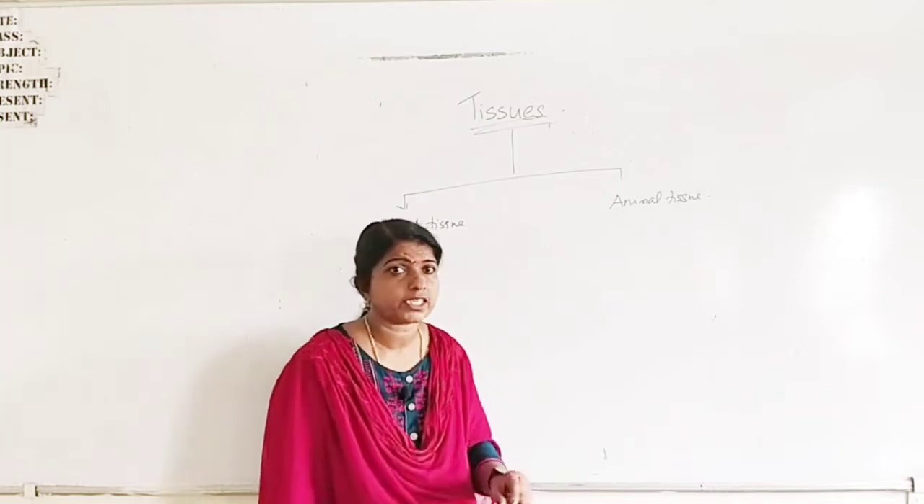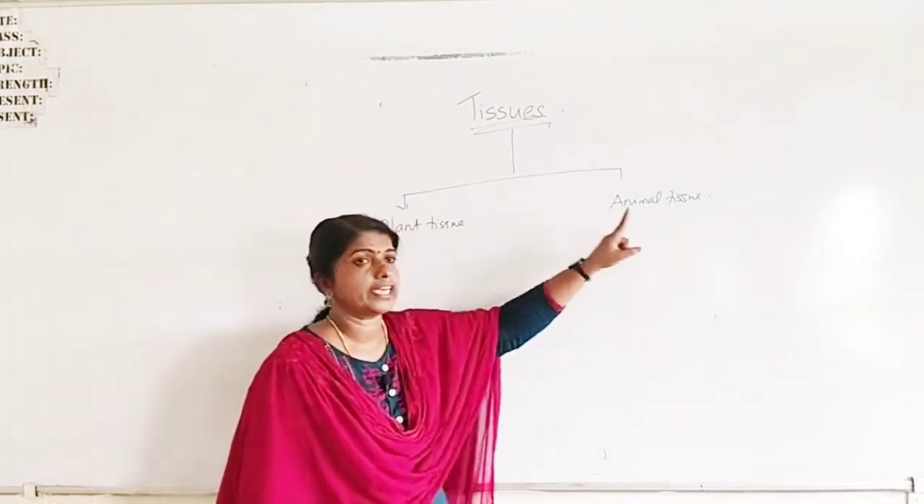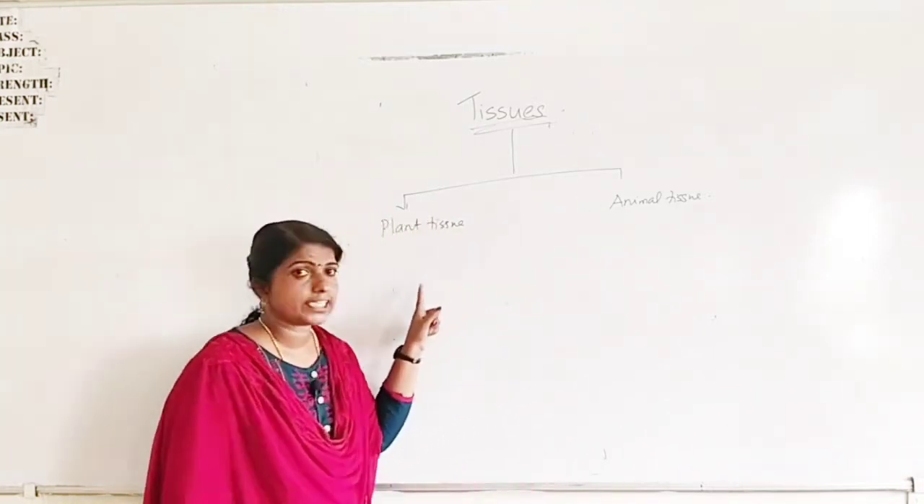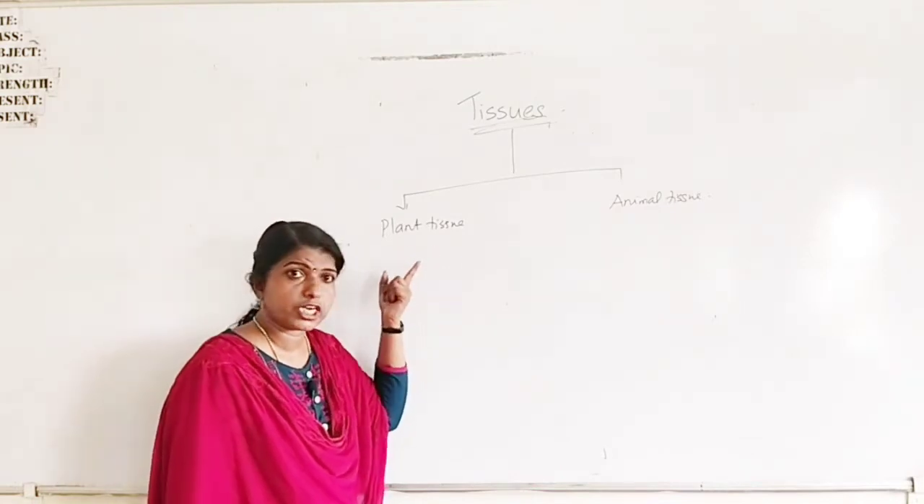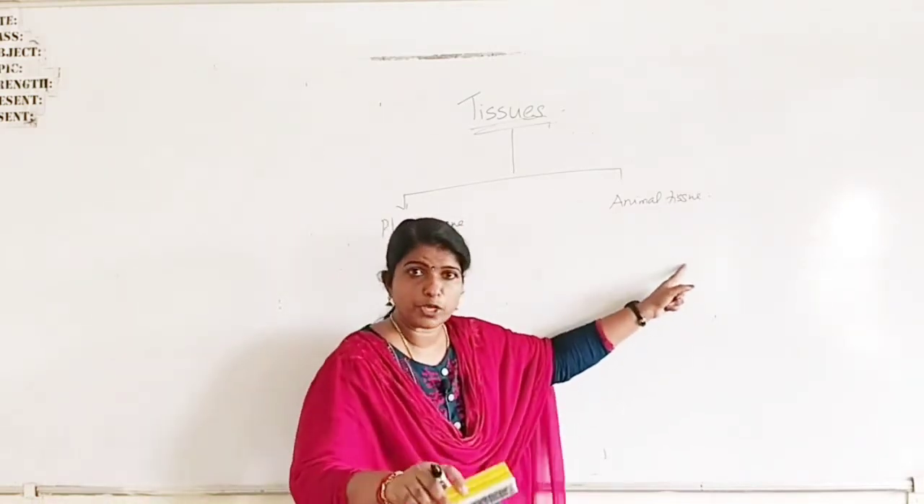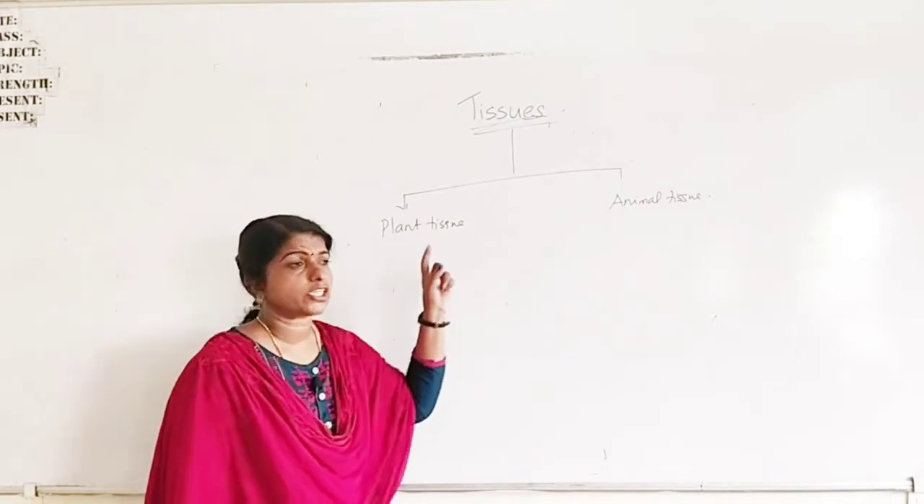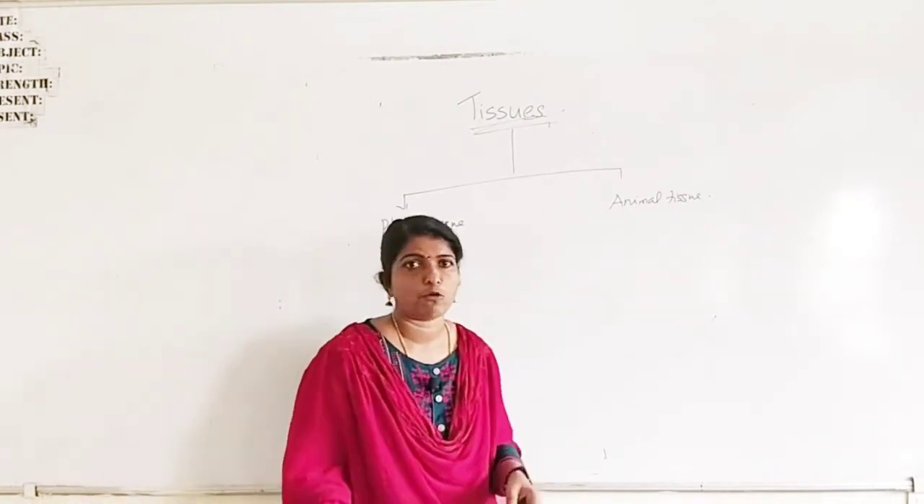Clear these 3 points? Okay. More supportive. Here it is living. Here it is continuously growing. Here only up to a period. Here it is localized. Here it is uniform.